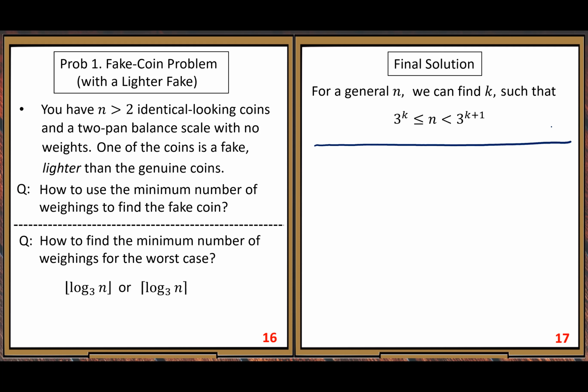Why isn't it k plus 2 versus k plus 1? Good question. With k plus 2, the gap is bigger. We want to make the gap between two adjacent powers of 3 as small as possible. The narrower, the smaller the gap, the better.